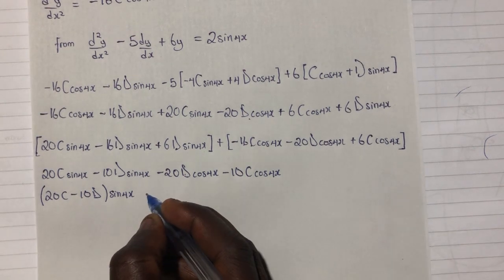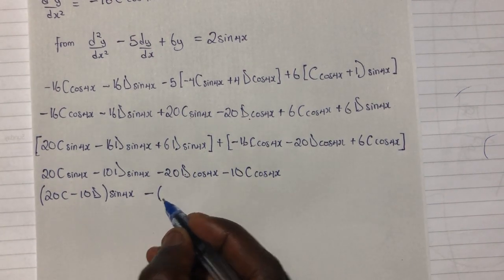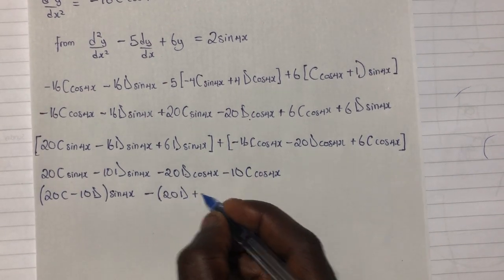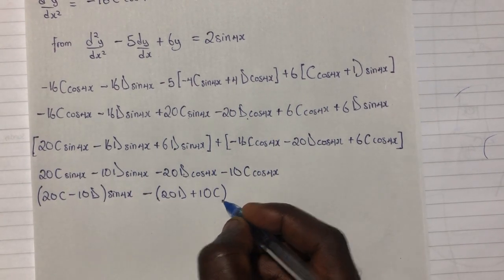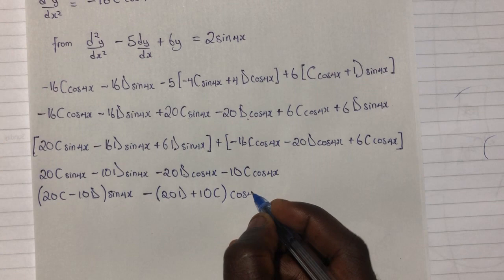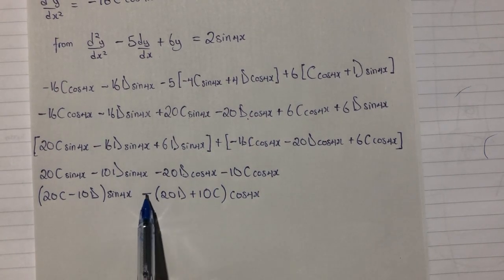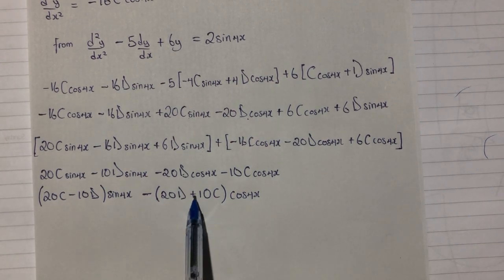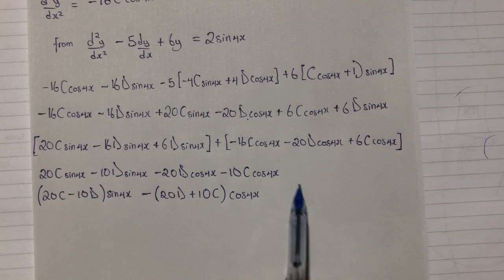Then I'll do the same thing here. So we have 20d plus 10c bracket close cos 4x. The reason why I made this positive and positive, so that when this negative multiplies this, I'll get minus 20d, and when this one also multiplies this, I'll get minus 10c, which is still the same. So now I'll rewrite this.